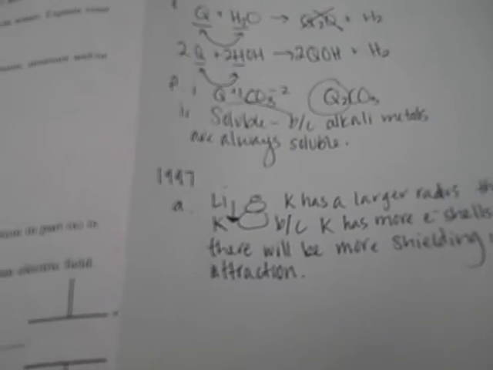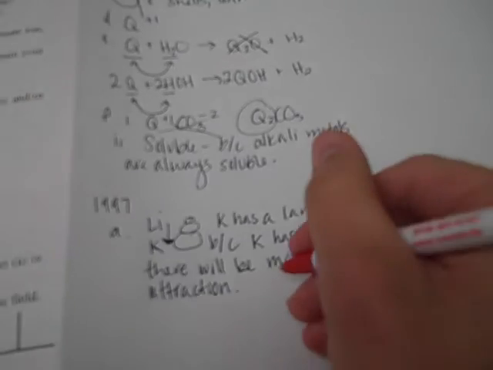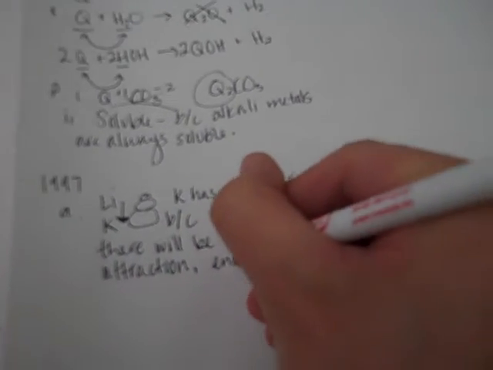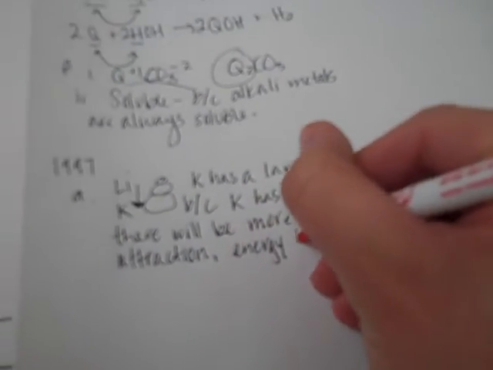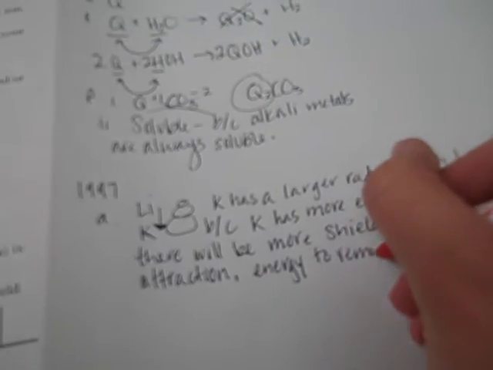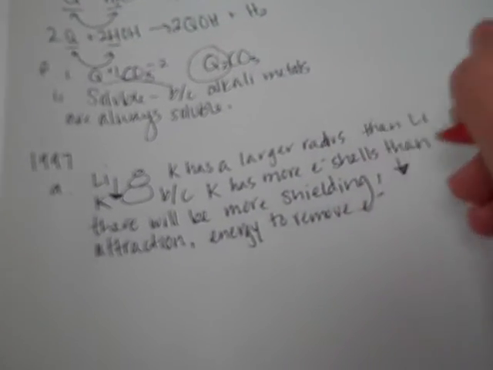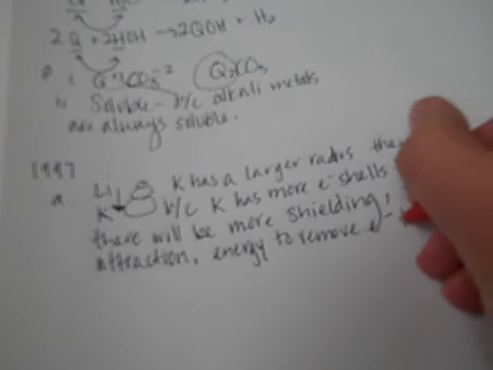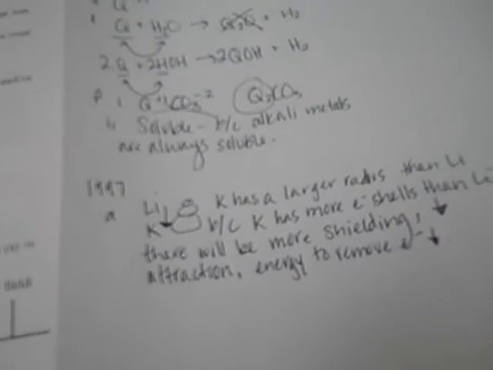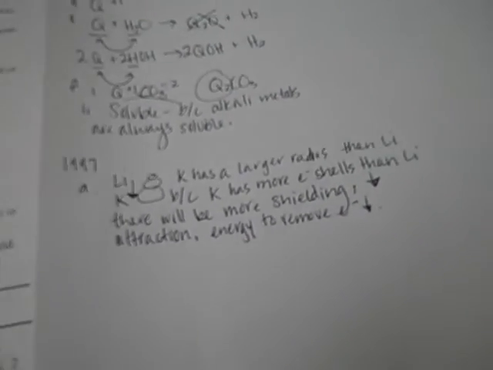So if there's decreased attraction, it becomes pretty easy. So the energy to remove an electron decreases. Okay, so that should be a fine answer.